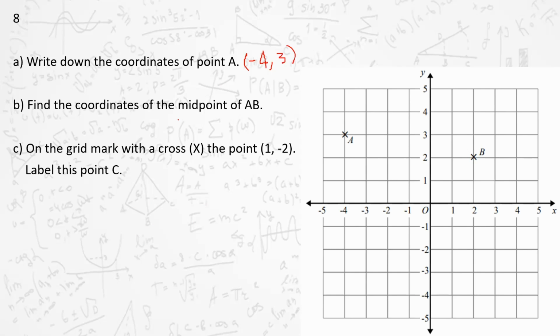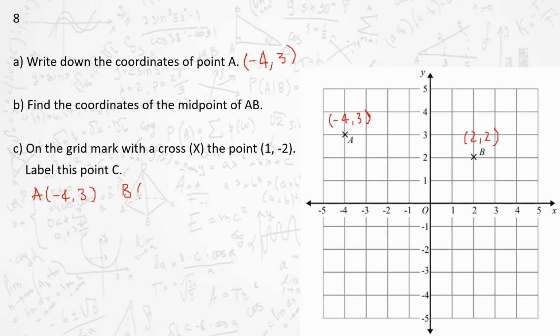Next, find the coordinates of the midpoint of A and B. So that's my A, that's my B. My point A was minus 4, 3. My point B is 2, 2. So I need to find the midpoint. Let's do what we usually do to find the midpoint. So point A, minus 4, 3.